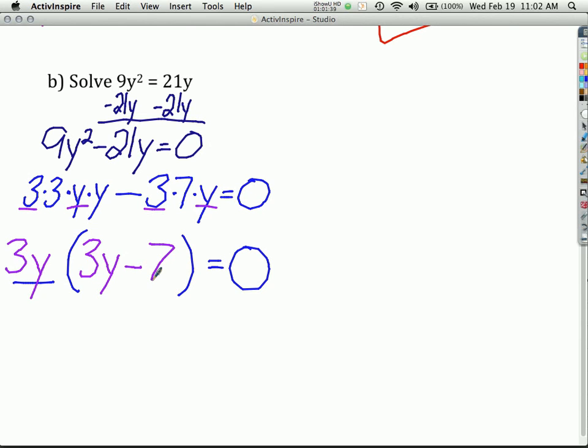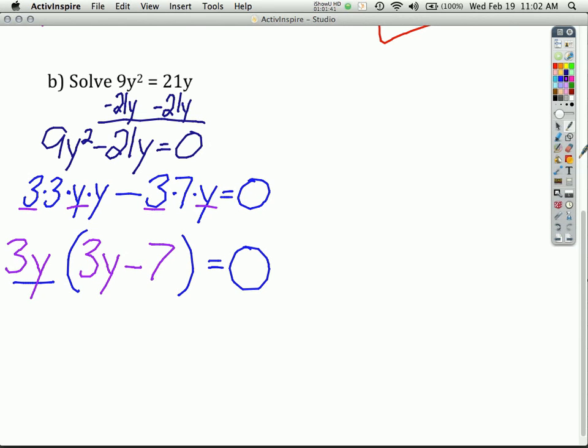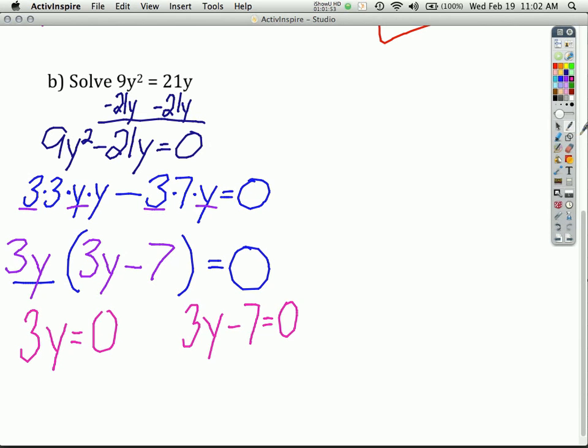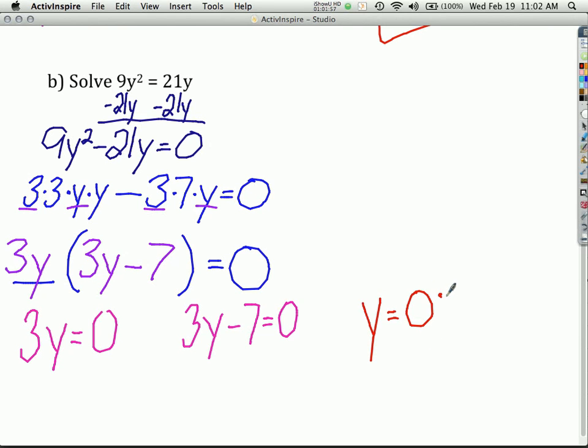Now we have the two linear factors. Now we can solve. 3y equals 0, and 3y minus 7 equals 0. Y will be 0 and 7/3.